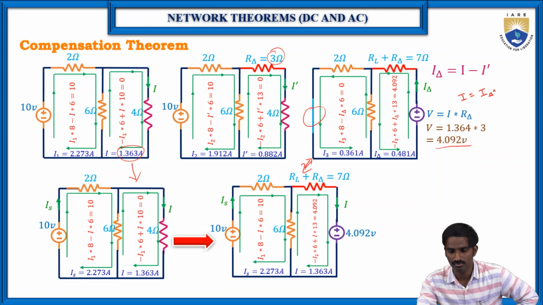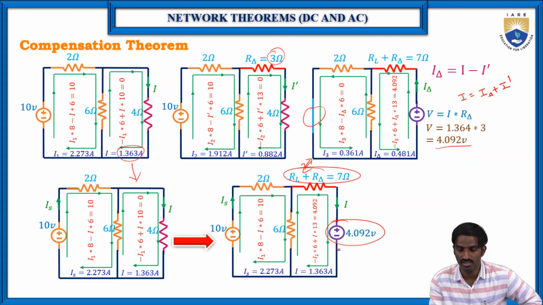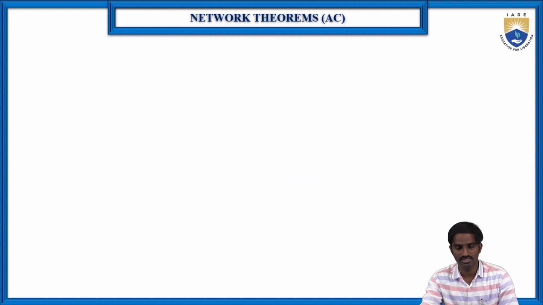Here I is equal to I delta plus I dash. So I delta is 0.48 and I dash is 0.82. If you add these two values, then you will get the I value as 1.38. What is the difference between these two? Here we have replaced with this and we have replaced with this. Then find the current flowing through this particular branch again, and it is 1.363. So this current and this current are the same. That is what the theorem states.